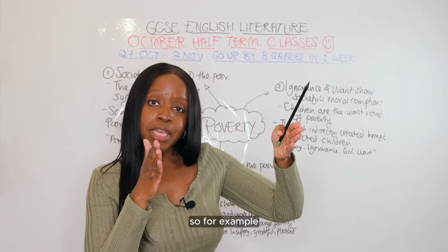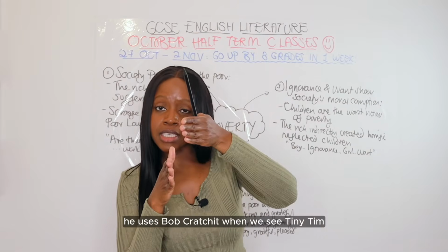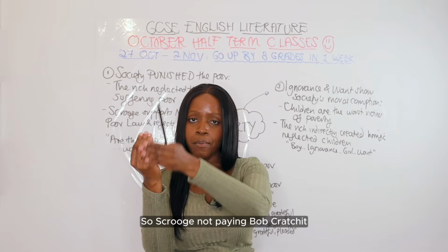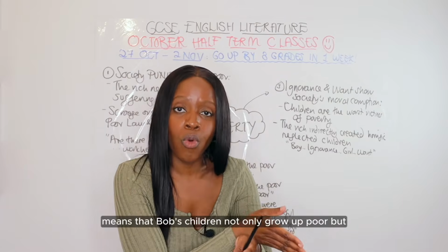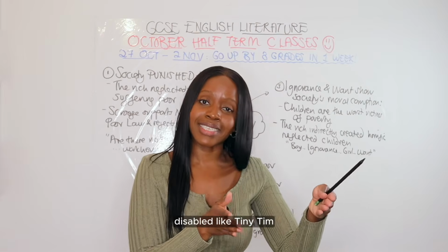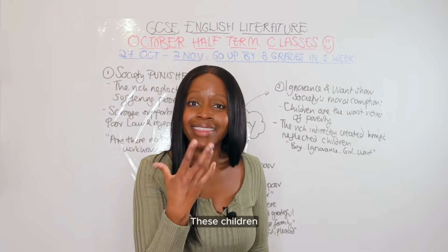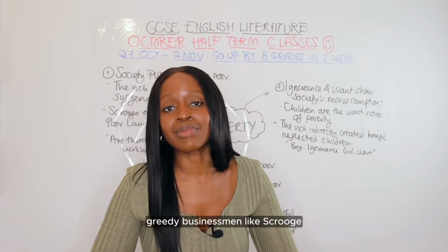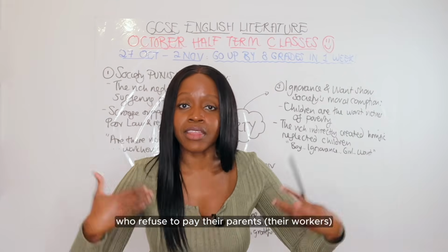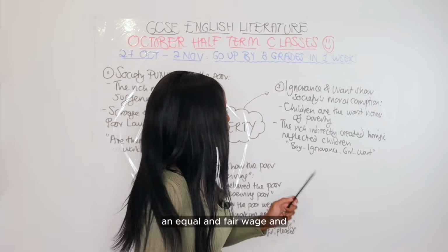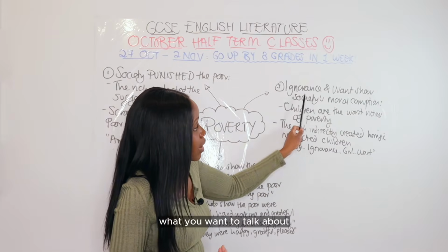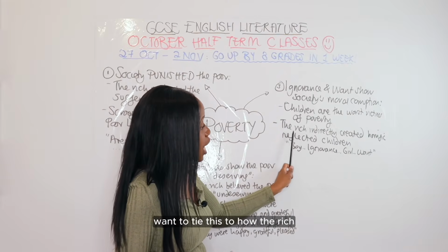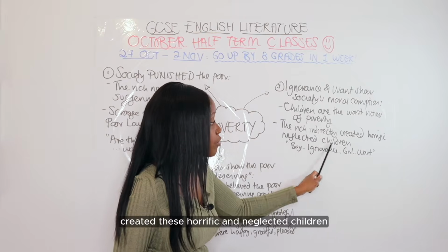So for example, he uses Bob Cratchit, then we finally see Tim, who's disabled, and we can see this chain of effect, right? Scrooge not paying Bob Cratchit means that his kids not only grow up poor, but if he has disabled children like Tiny Tim, they end up dying an early, premature death. These children, ignorance and want, are actually indirectly created by wealthy, greedy businessmen like Scrooge, who refuse to pay their workers an equal and fair wage. Specifically, especially in connection to how ignorance and want show society's moral corruption, you obviously want to tie this to how the rich indirectly created these horrific and neglected children.